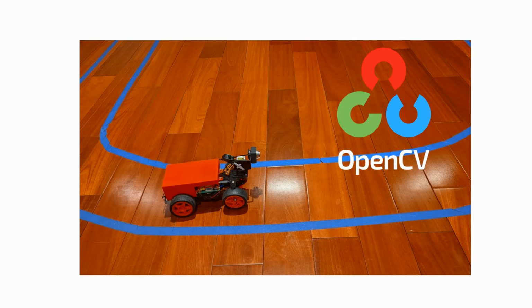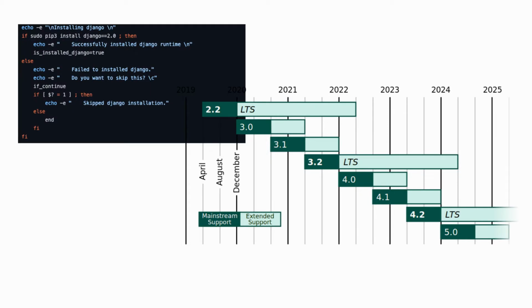In this video, we will use OpenCV to control the car to follow a lane. I upgraded Django to version 3.2.9, which is the latest official version for Python 3. The original code uses Django 2.0, which will not be supported soon. I migrated the code to Django 3.2.9, and in the description, you can find the GitHub link.